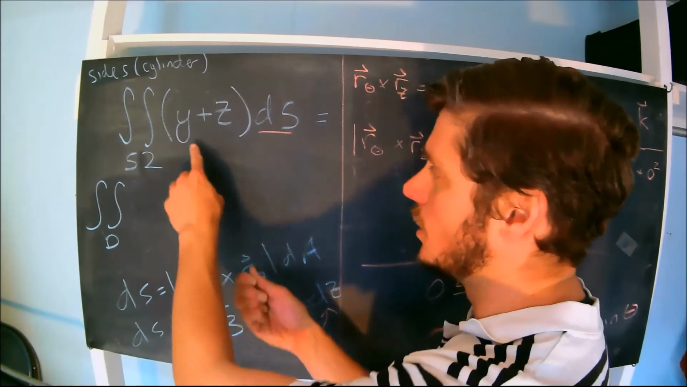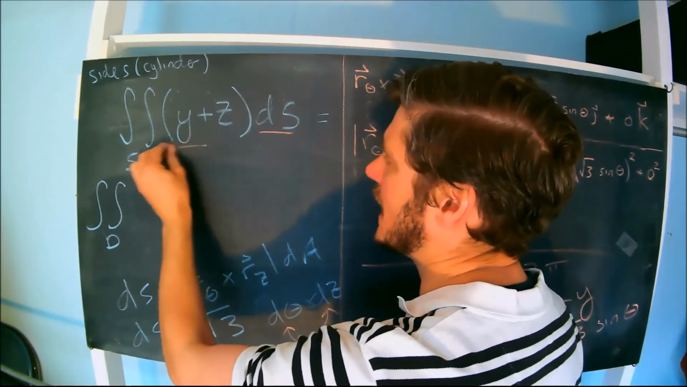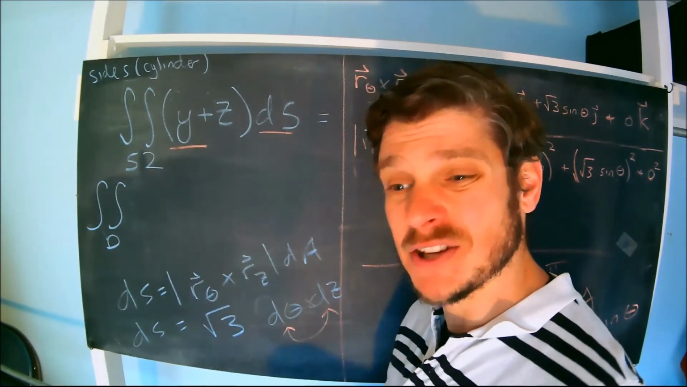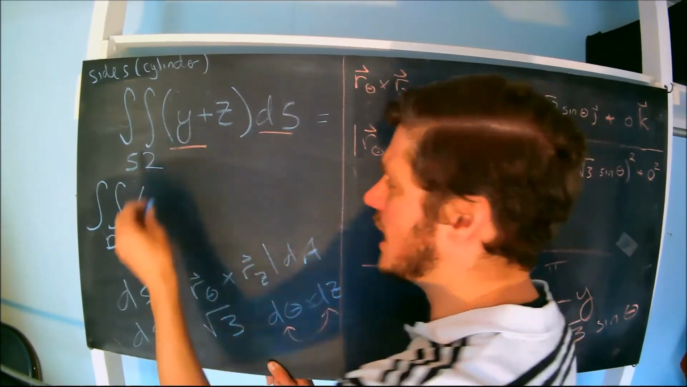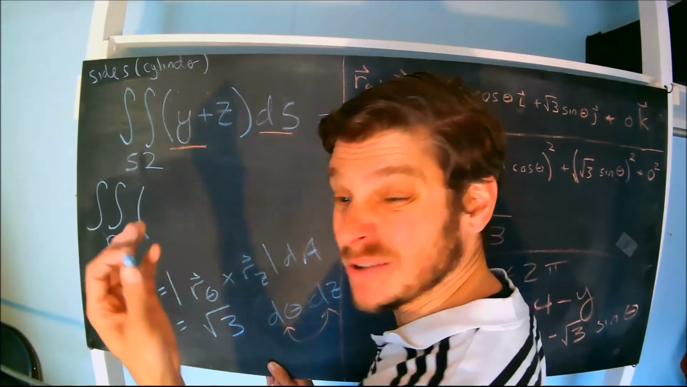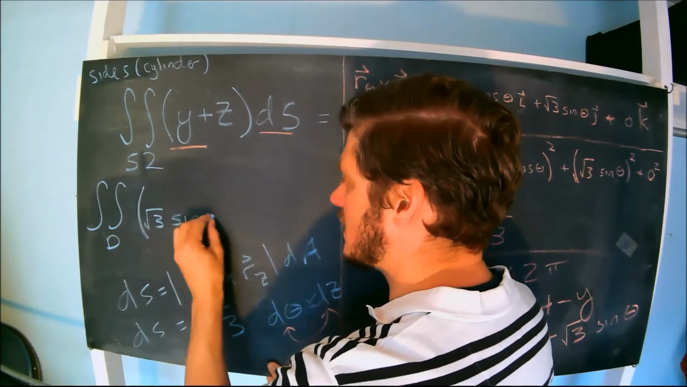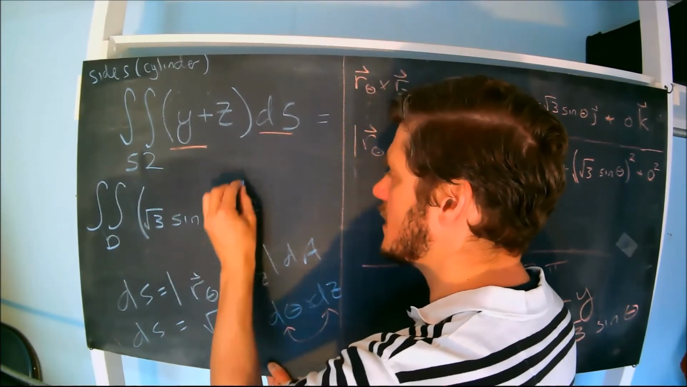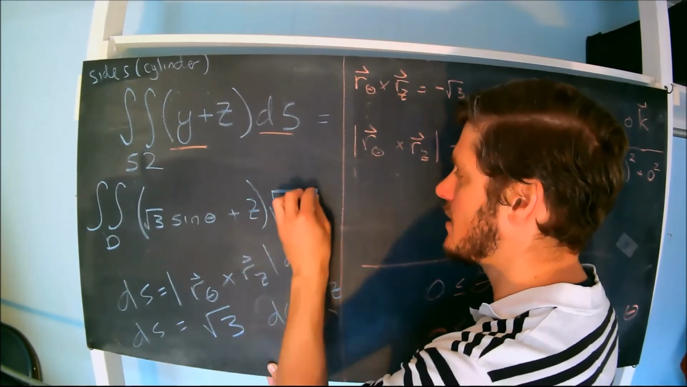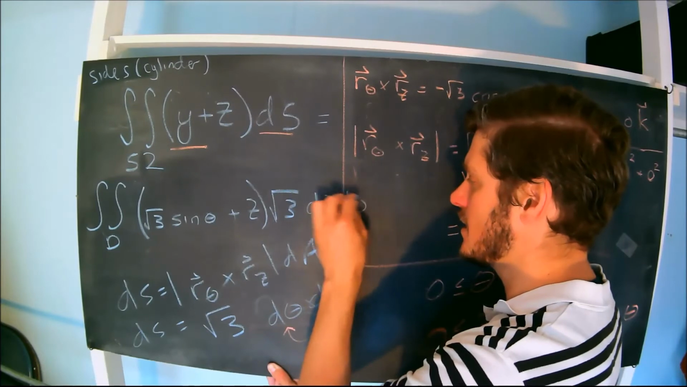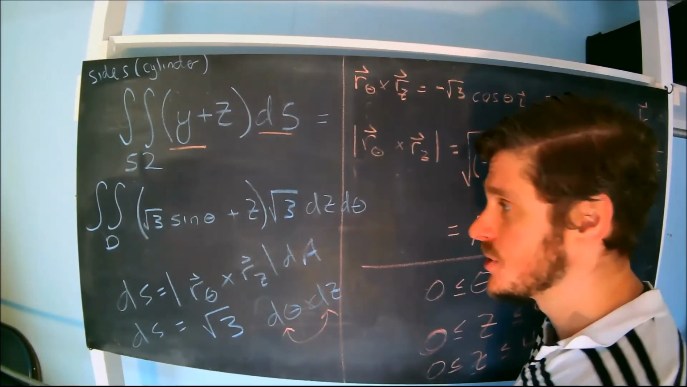Now, also, we have our y plus z up here. Remember, we're going to have to substitute for this y also. So, in my integration, y becomes, like we said already, root 3 sine theta, then plus z, then times ds, which becomes root 3 dz d theta, and those are our bounds.